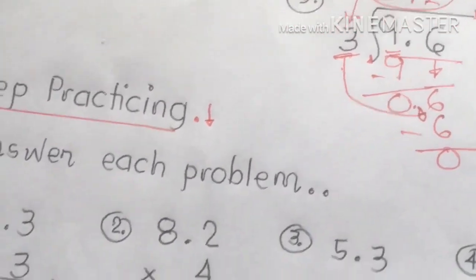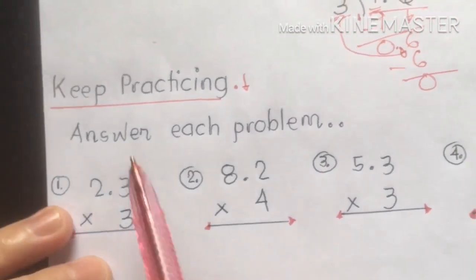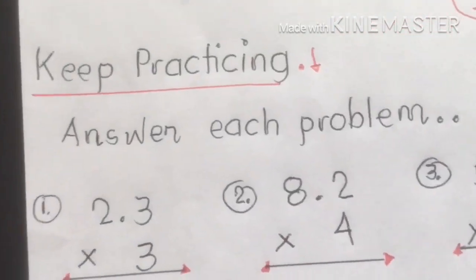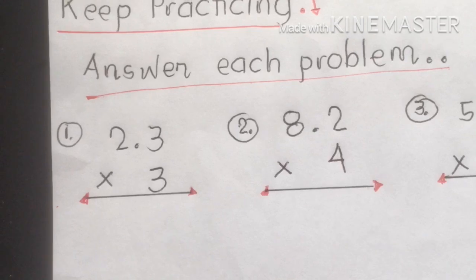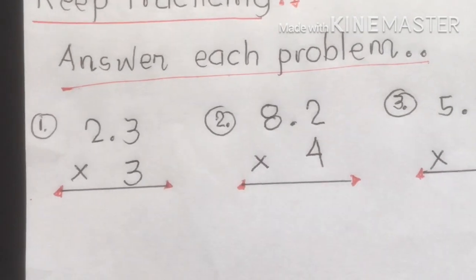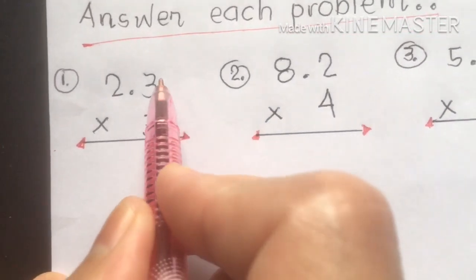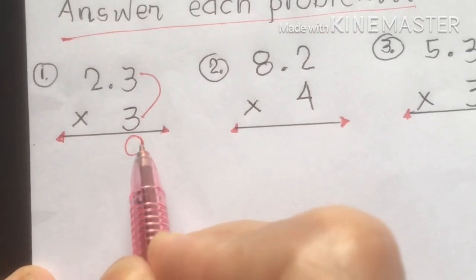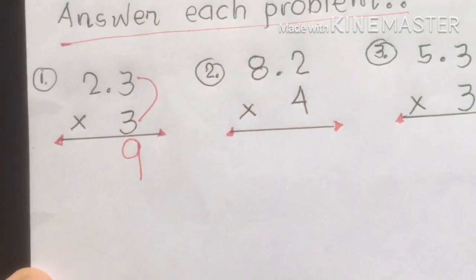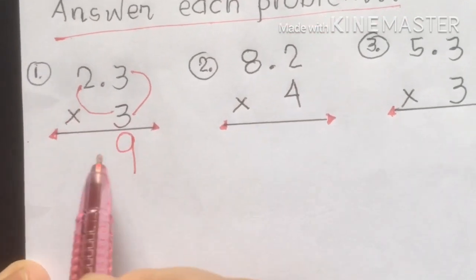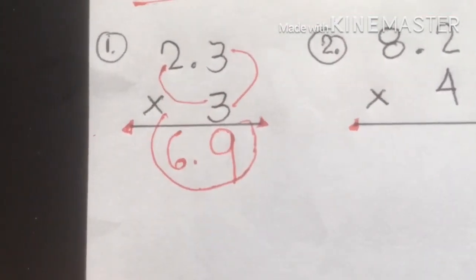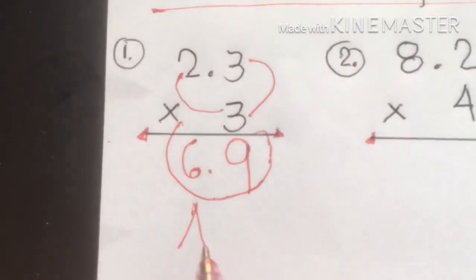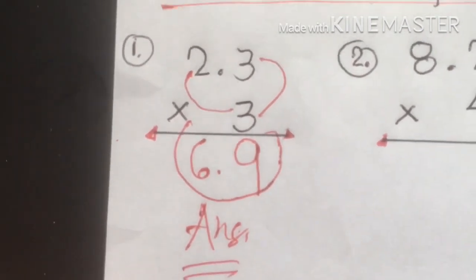Next problem. Okay, another motivation. Answer each problem. So let's have first division and multiplication. Let's start with multiplication. 3 times 3, the answer is 9. 2 times 3, the answer is 6. Therefore, class, our product is 6.9. That will be our answer.